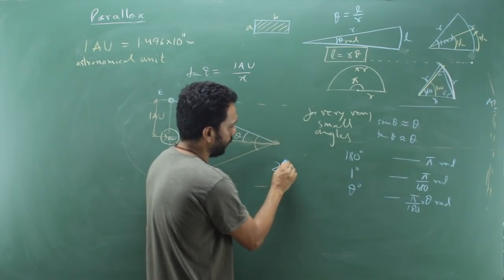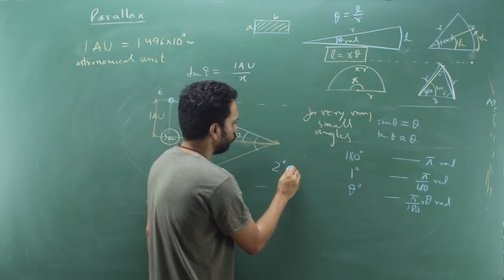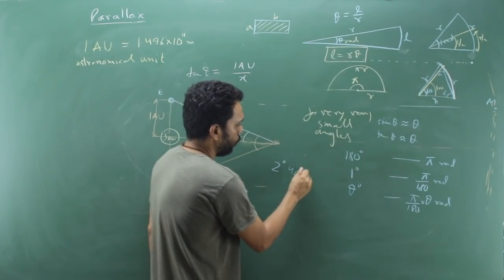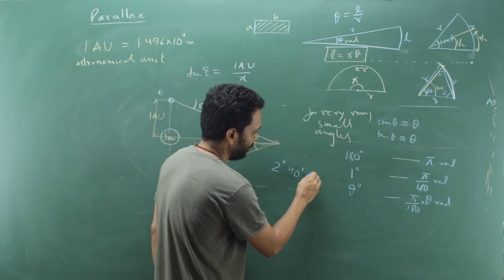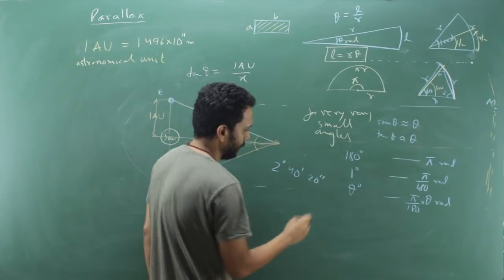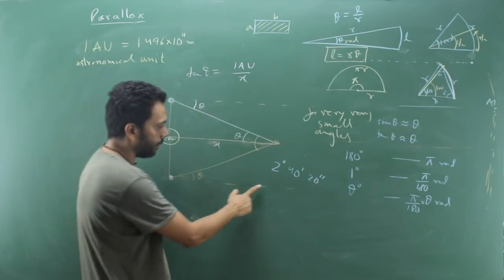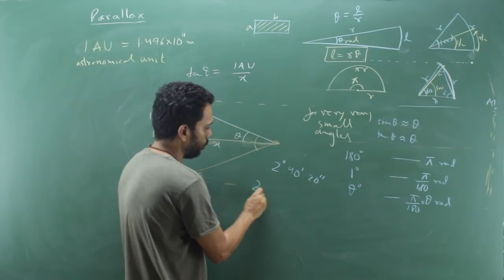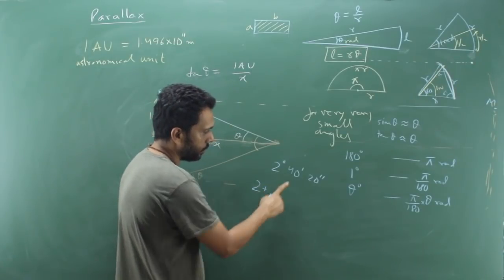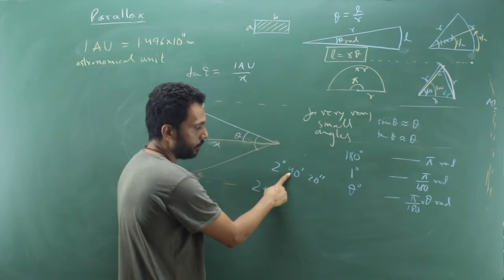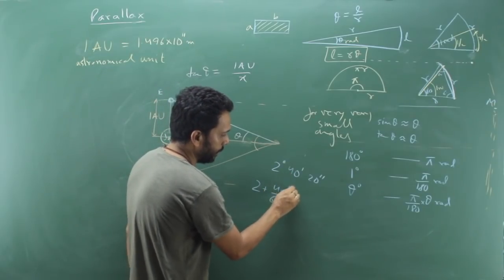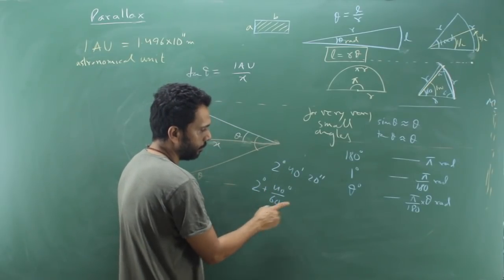So if I say 2 degrees 40 minutes and say 20 seconds, what is the angle in degrees alone? First of all, what is the angle in degrees alone? 2 plus how many degrees over here? It's 40 by 60 degrees over here. 2 degrees plus 40 by 60 degrees.